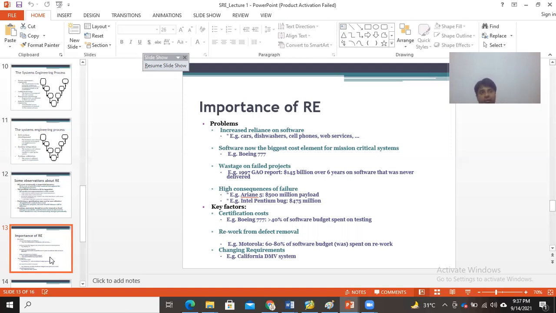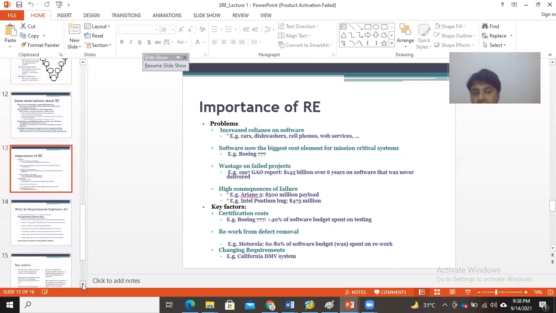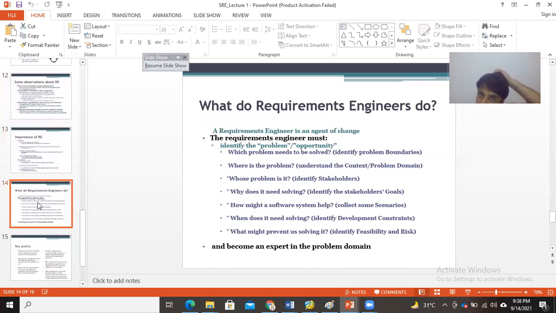Normally 60 to 80% of the budget is spent on rework, because rework requires understanding of the existing system and then bringing out the changes in the existing system, so that rework can be done and defects are removed. And obviously there is another key factor, that is requirements have the tendency to change over time. So this is why we say requirement engineering is important in creating a particular software and avoiding a software going towards failure.